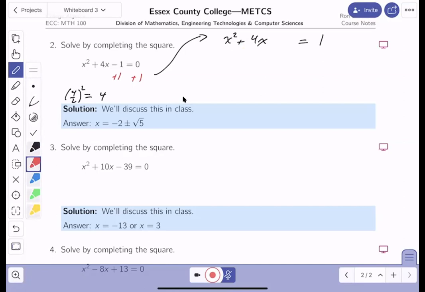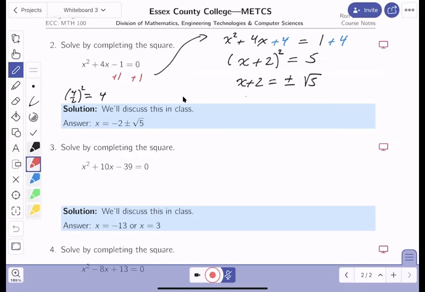And what are we going to do with that? We're going to add 4 to both sides. And what do you get? Something pretty simple. You get a perfect square on the left, which is x plus 2 squared is equal to 5. Now use the square root rule. x plus 2 equals plus or minus the square root of 5.